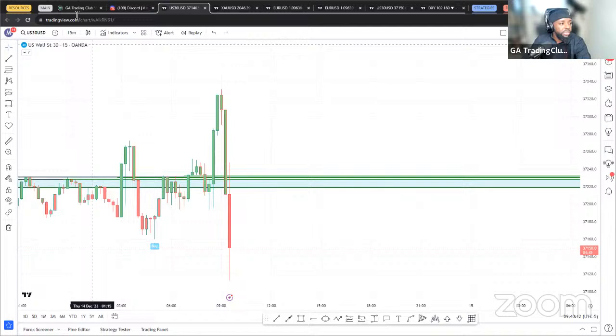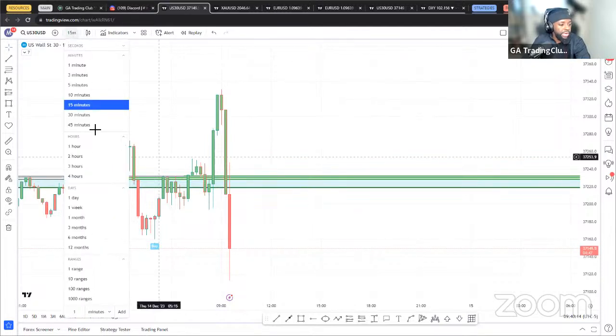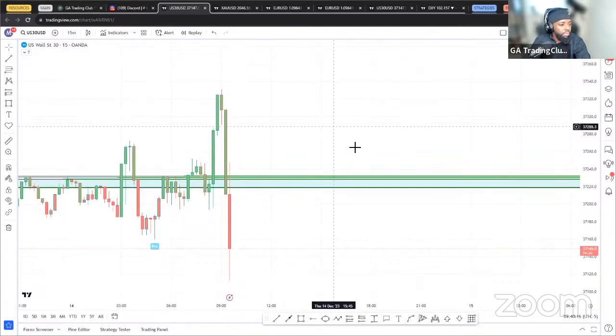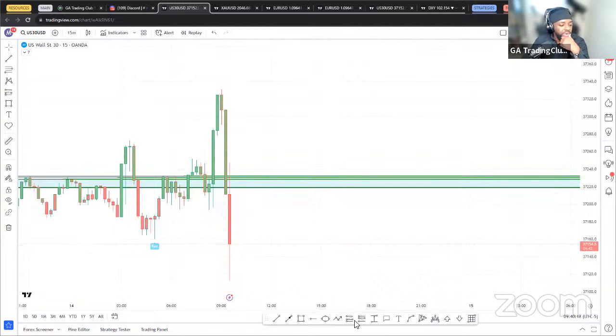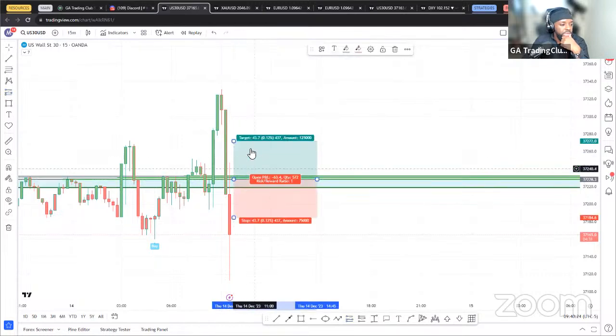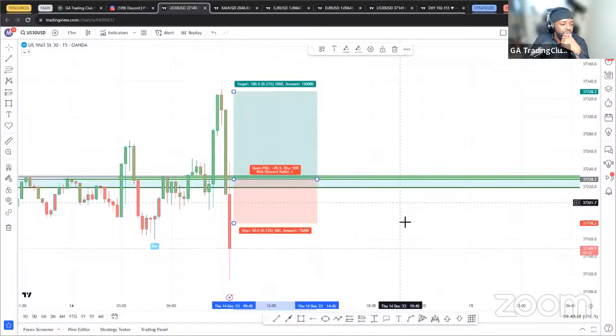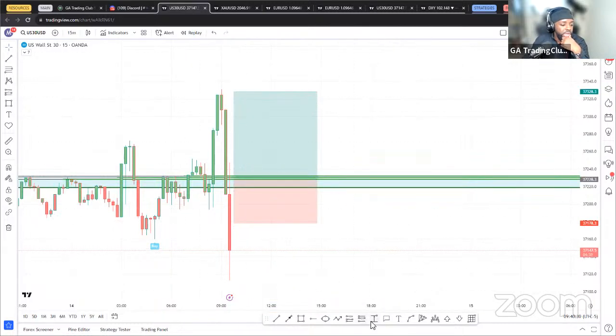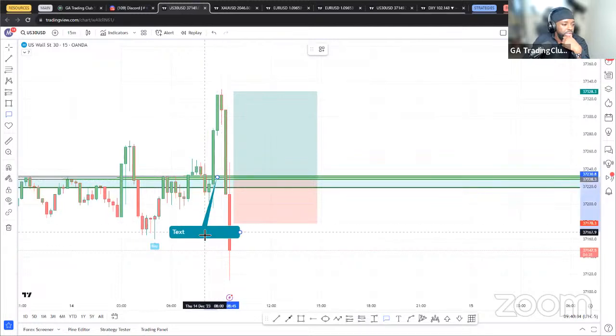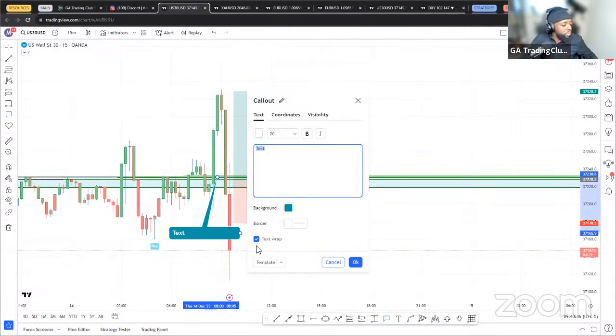Okay, so US 30, nothing on the 15 minutes so far. Actually, wait, we had a break and continuation here. Give me 1 second. So we have two 15-minute zones here. So we actually have a valid trade setup. So this was a break and continuation of this top zone right there.